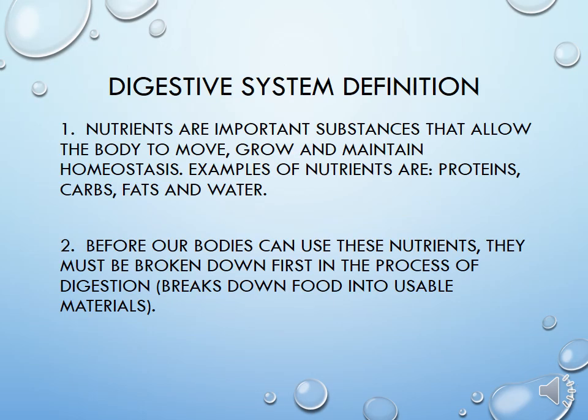Okay, so first part is the digestive system definition. First thing you need to know about the digestive system is about nutrients. Nutrients are super important for us, and they are the substances that allow our body to move, to grow, and to maintain that balance called homeostasis. Examples of nutrients are proteins, carbs, fats, and water. But before our body can actually use these nutrients, they must be broken down first in the process of digestion. This process breaks down our food into usable materials.